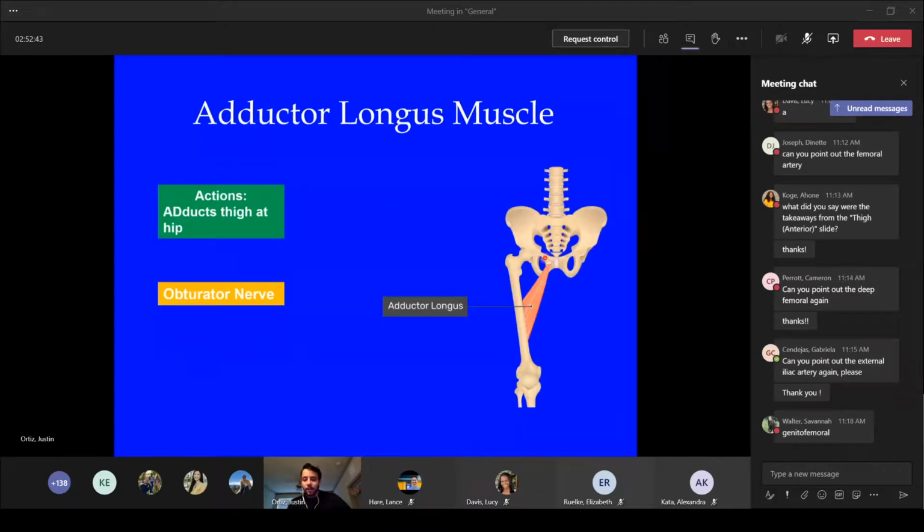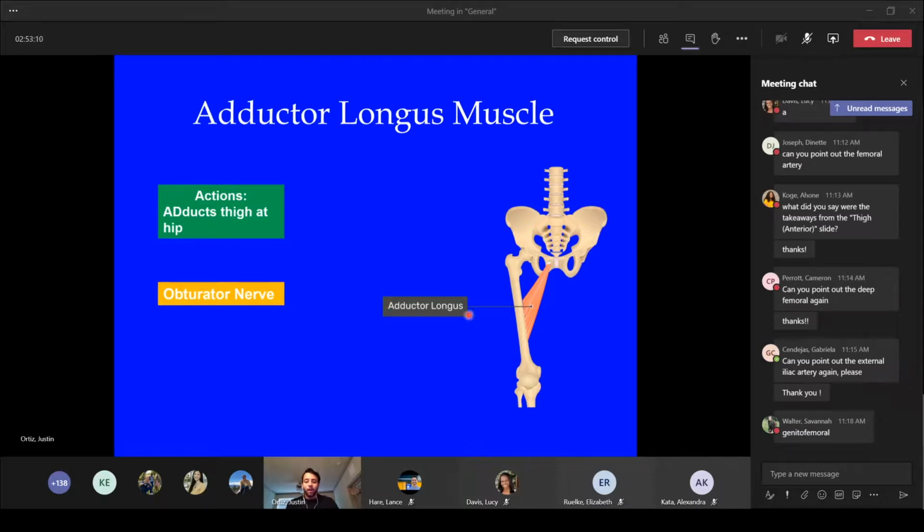Adductor longus. So this would be your adductor longus right here. It's going to be going roughly from some portion of your pubic ramus, like the body of your pubis or something like that, to roughly the linea aspera, roughly on the posterior side. Your adductor longus, in and of its name, is going to help with adduction, right? So adduction, and it's going to get obturator nerve, right?